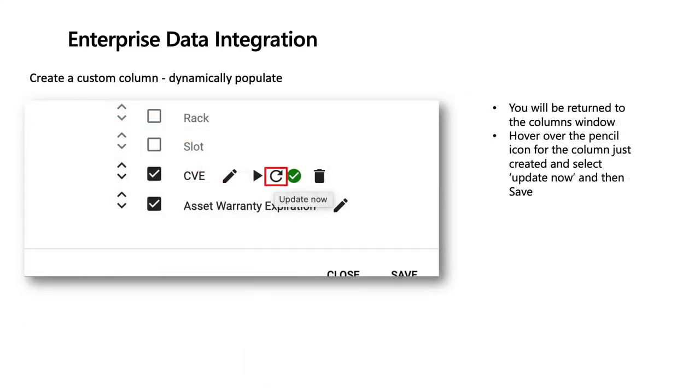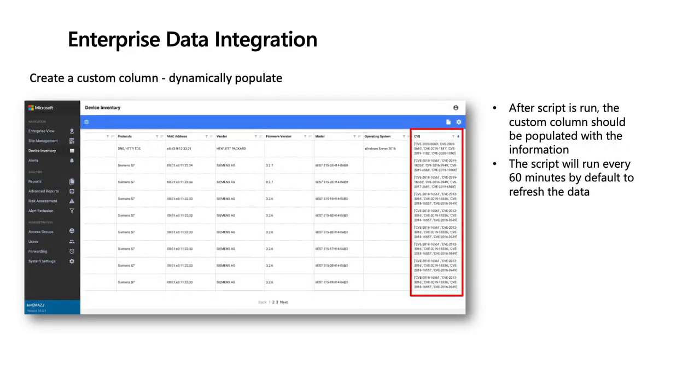Once it validates the test, I can come back over to the CVE column that I just named, hover over the pencil, and have the system update it now rather than wait for the normal cycle, which would be once every 60 seconds by default. Once it updates, you can go back to your device inventory and see the column of data now freshly populated with data. Let's take a look at the tool, see what it looks like within the Central Manager.